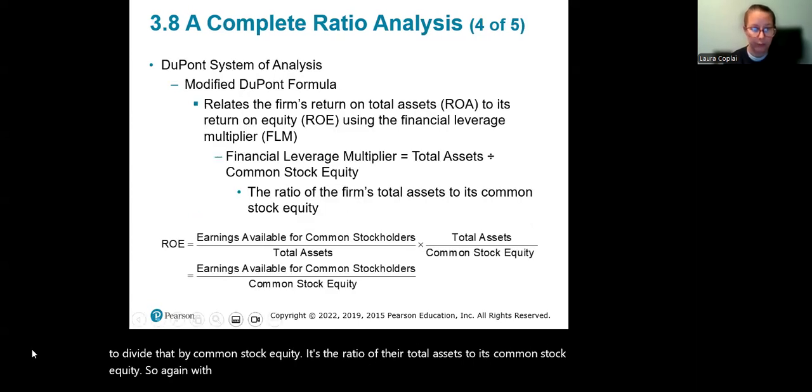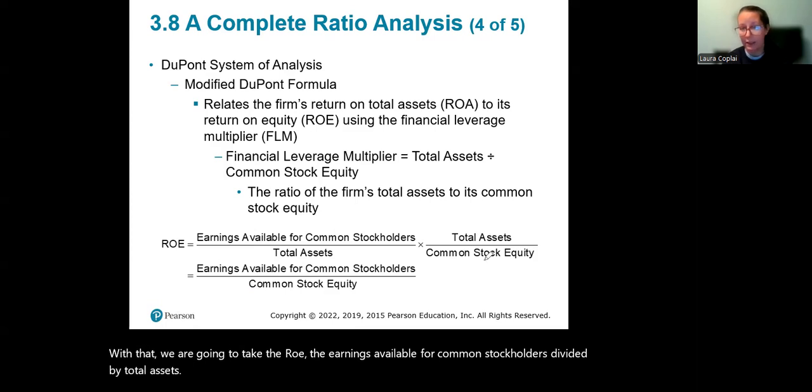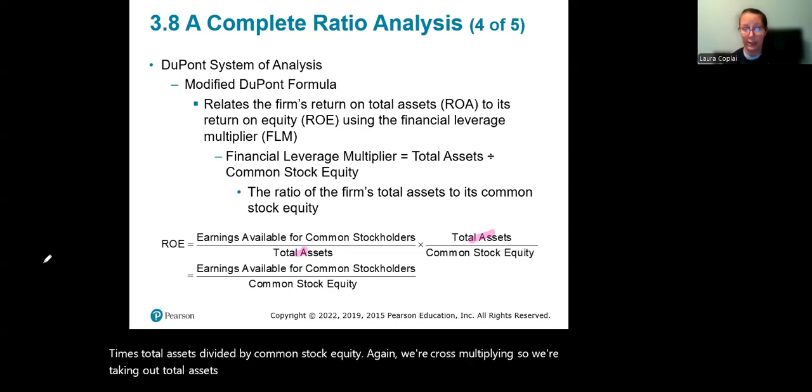So again, with that, we are going to take the ROE, the earnings available for common stockholders divided by total assets, times total assets divided by common stock equity. Again, we're cross multiplying, so we're taking out total assets completely. So our ROE is then going to be earnings available for common stockholders divided by the common stock equity.